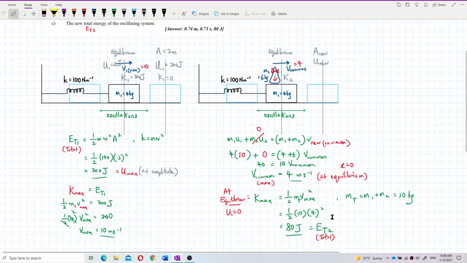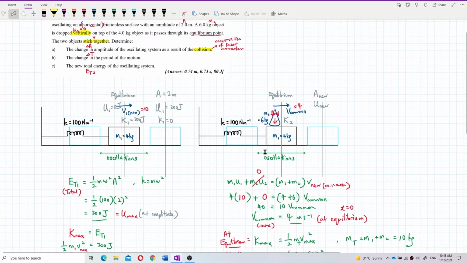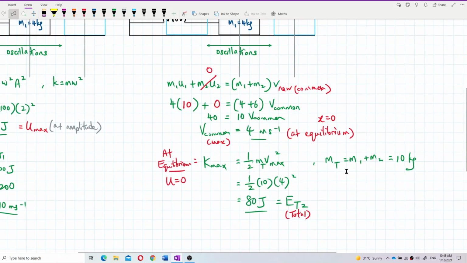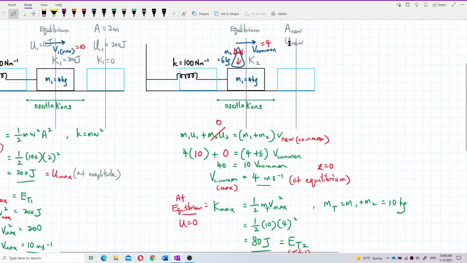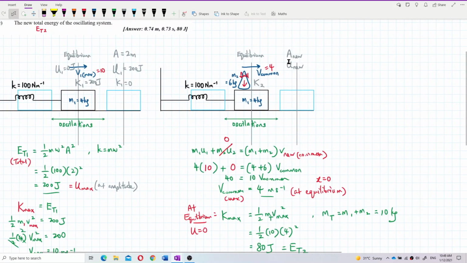So now we also got the answer for C. The new total energy of the oscillating system is 80 joule. We got it already, but never mind. Now we're going to find the new amplitude. How are we going to find the new amplitude?